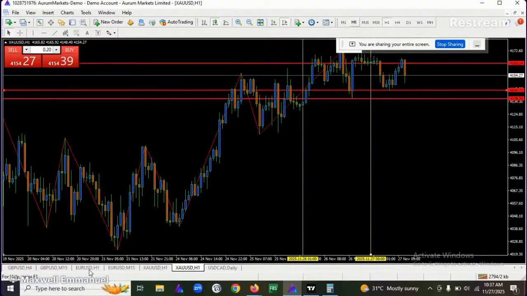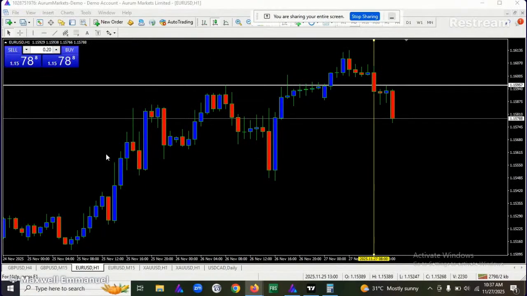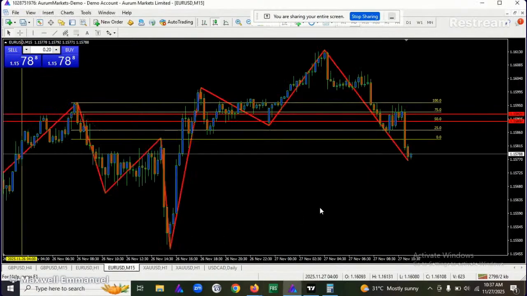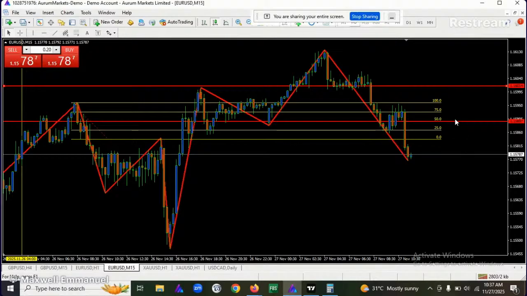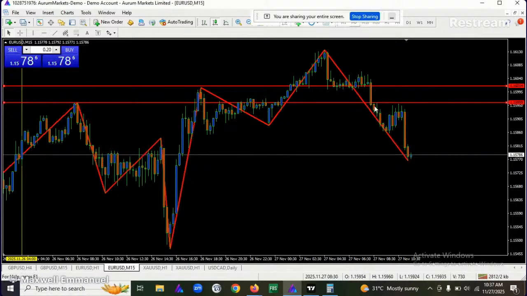Okay, let me use MT. So Euro USD has been selling, selling, selling. If you want to sell Euro USD, wait for price to pull back to this fair value gap. This is where you should look for your sell on Euro USD today. If you have not executed a sell trade on Euro USD, wait for price to pull back to this fair value gap. You can see that there have been several attempts to fill this fair value gap.